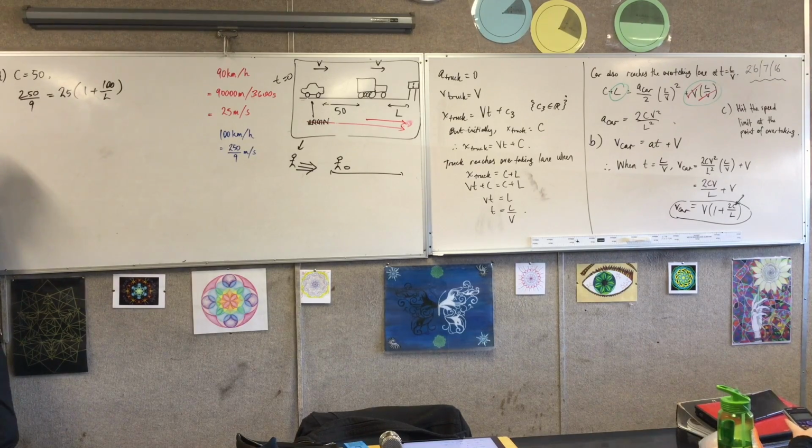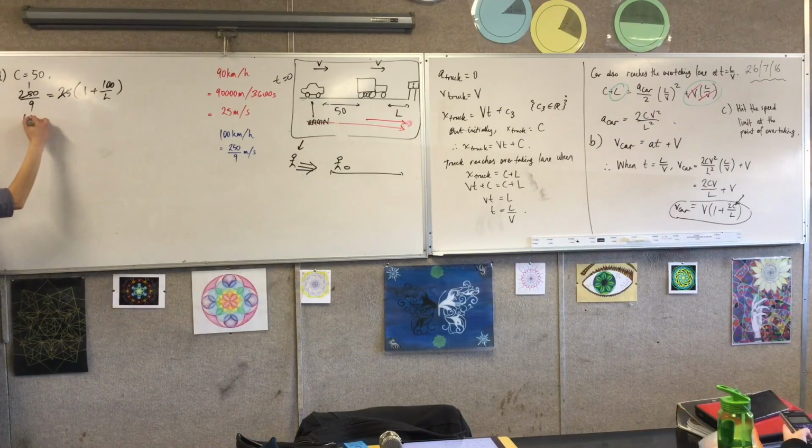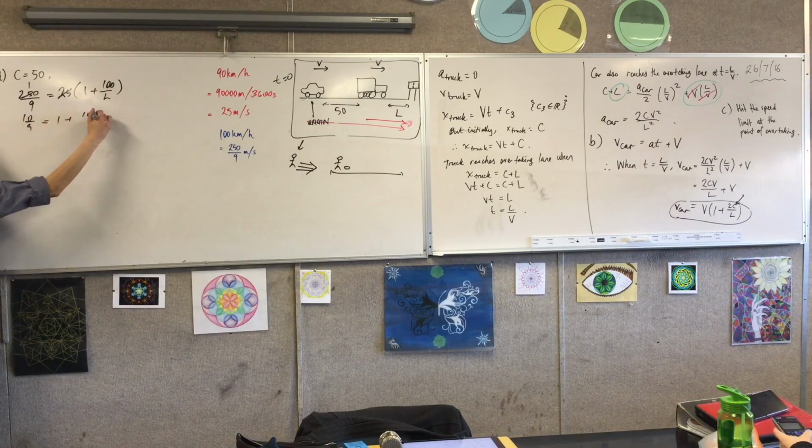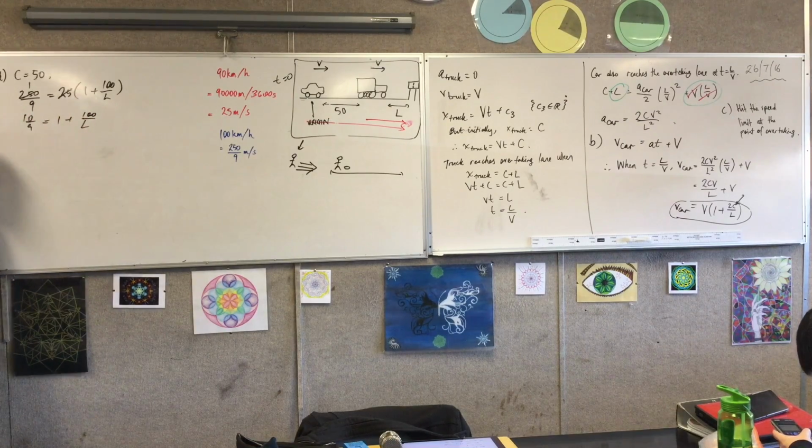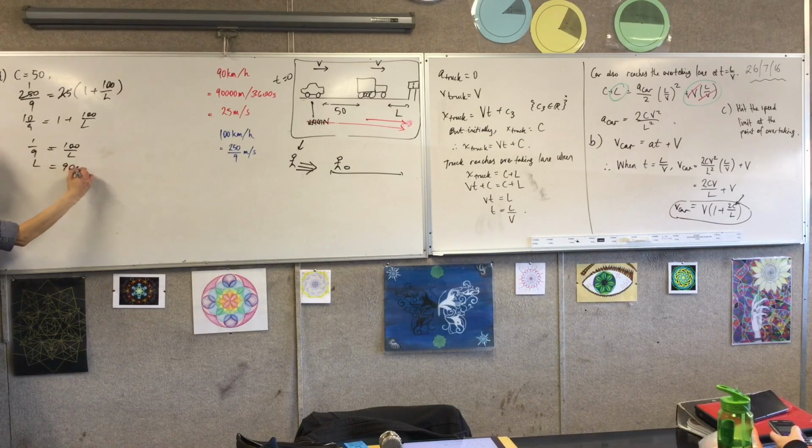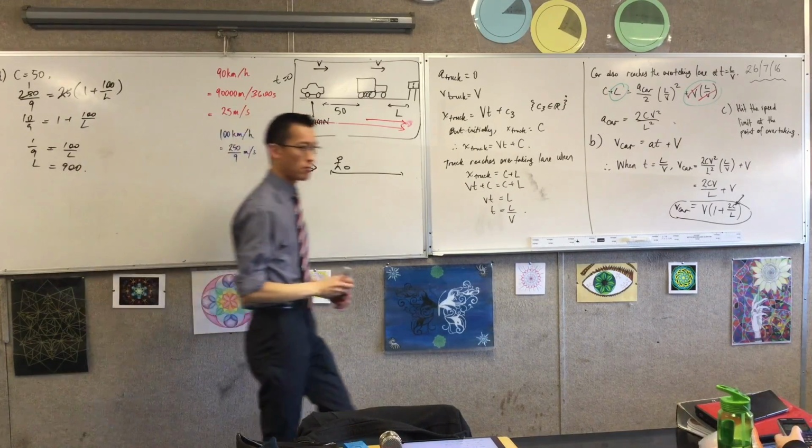How about divide both sides by 25, which will give me 10 on 9, 1 plus this guy. What would you like me to do? Subtract, which leaves me with 1 on 9. And now I can cross multiply. Have I answered the question?